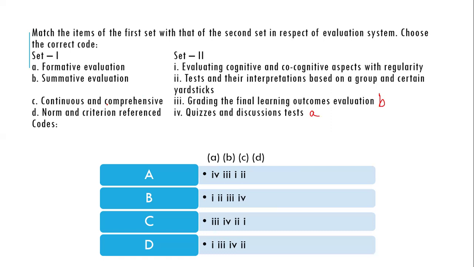So next, continuous and comprehensive, norm and criteria referenced. Norm and reference, we can say that test and their interpretation based on a group and certain yardsticks. Continuous and comprehensive evaluation, like CBSE, evaluating cognitive and co-cognitive aspects with regularity. So regularly we are checking. So it would be C. So the answer would be A4, B3, C1, and D2. Yes, that's the right answer.